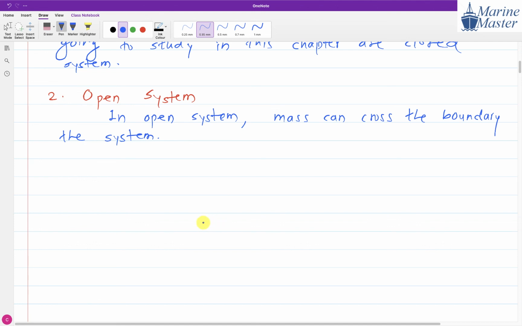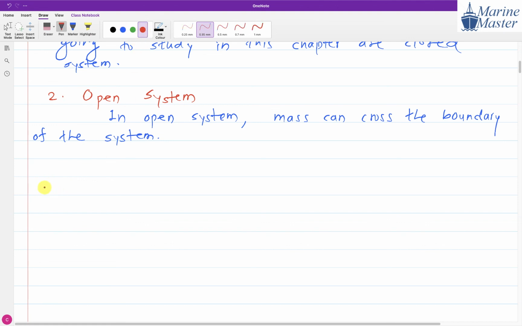So please write down this one. Second term, open system. Here mass can cross the boundary of this system. Done, sir. Alright. Now try to see the scenario.